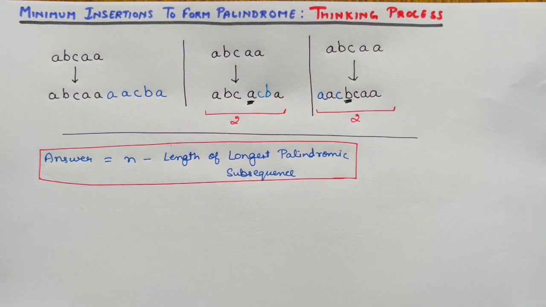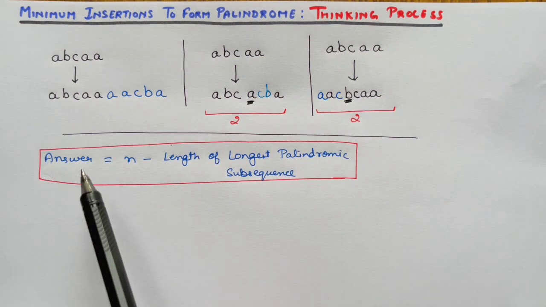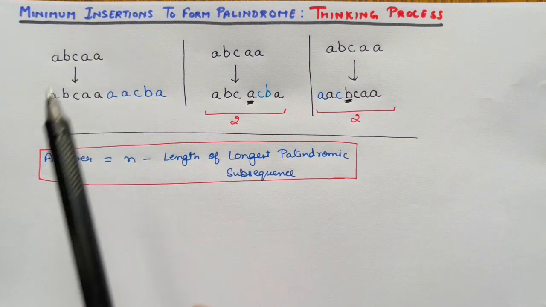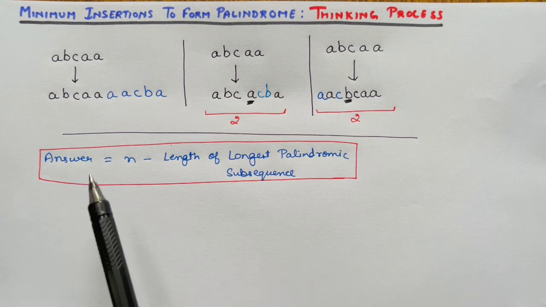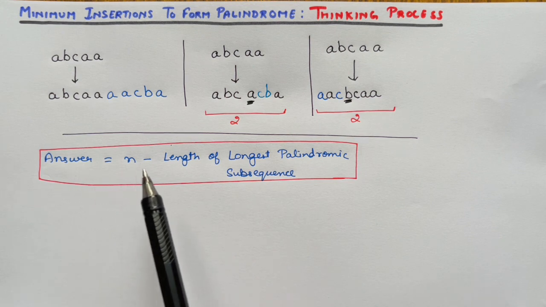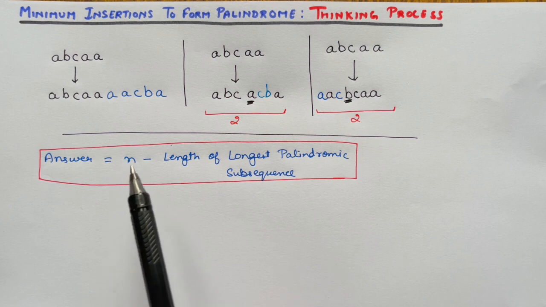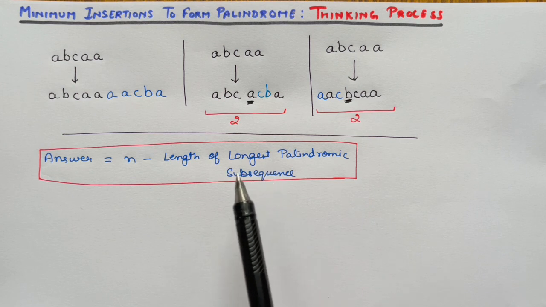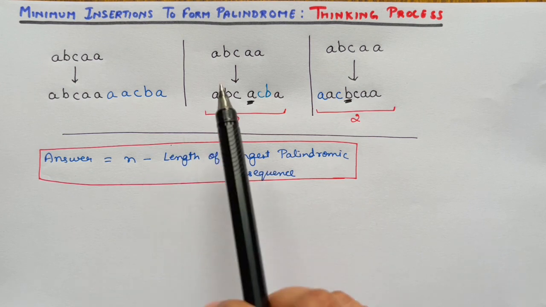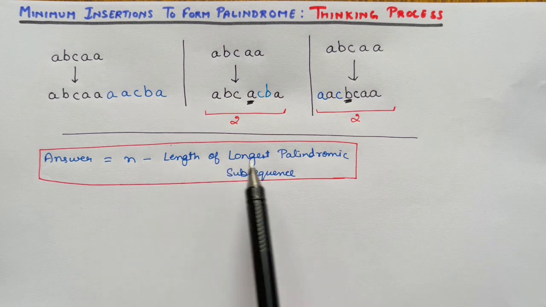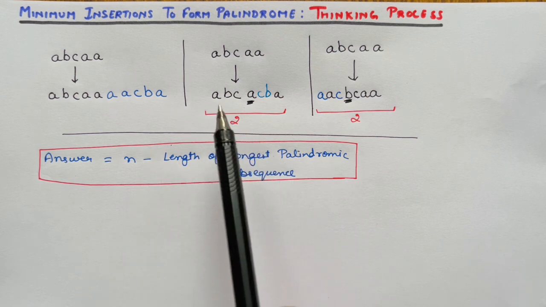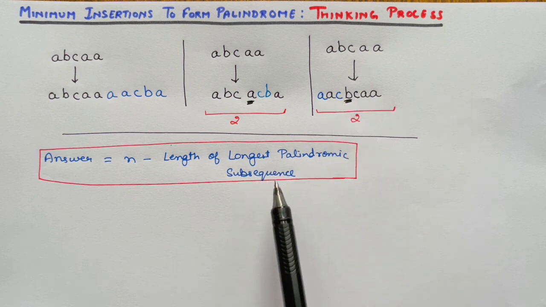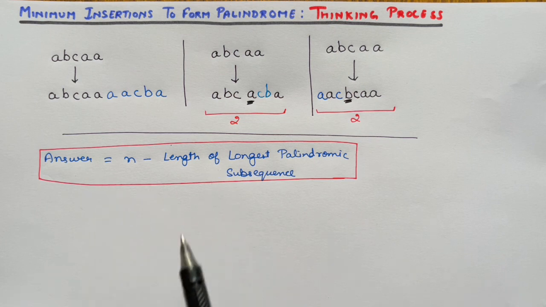So what can we observe? We can observe that our answer, that is the minimum number of characters required to be inserted to make our string a palindrome, will be n minus, n here is the length of the string, n minus whatever is the length of the longest palindromic subsequence present in that string. Example, here the length of the string was 5 and length of the longest palindromic subsequence, whether it is AAA or it is ABA, the length of the longest palindromic subsequence was 3. So our answer was 2.